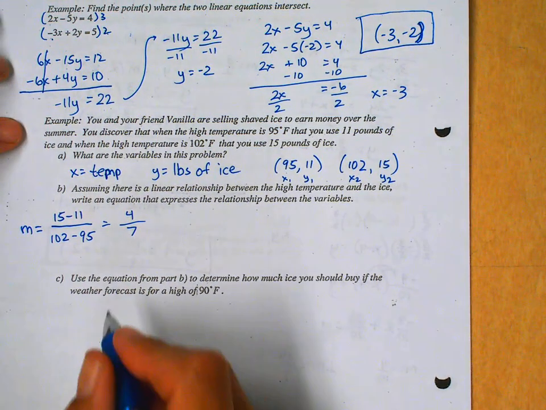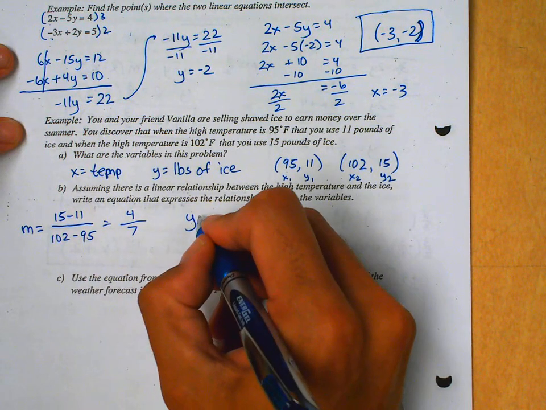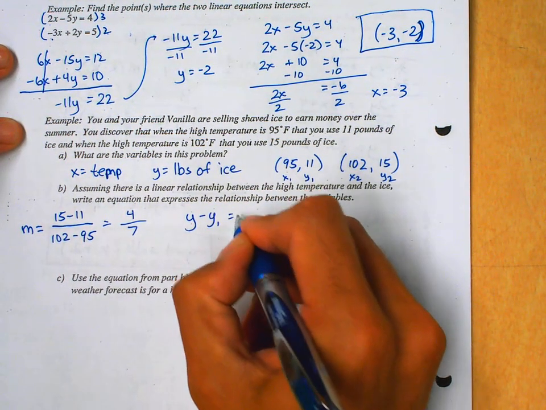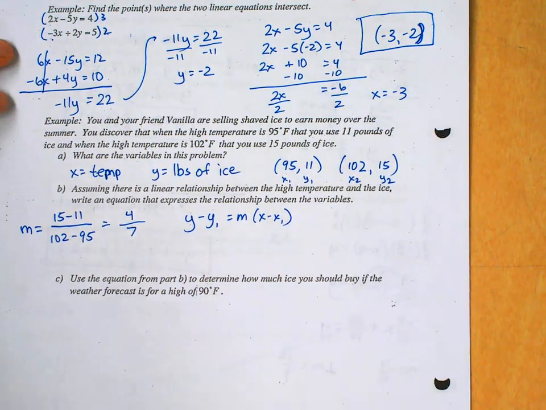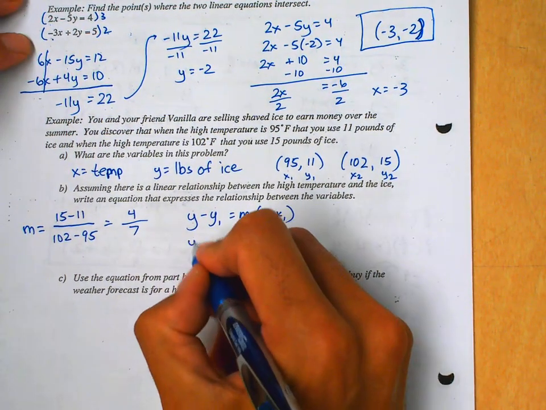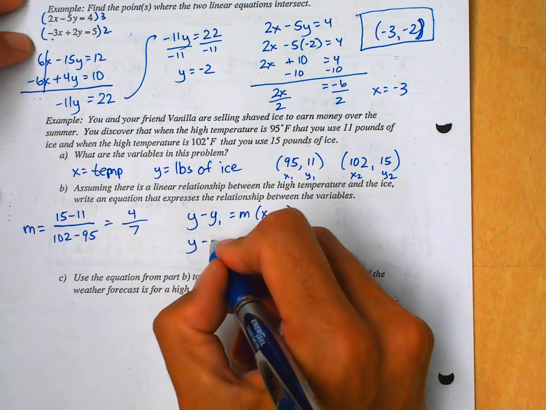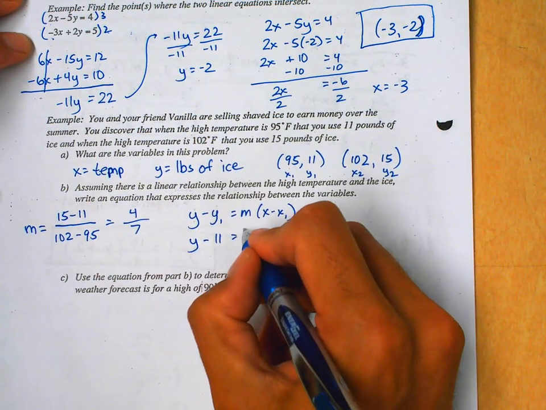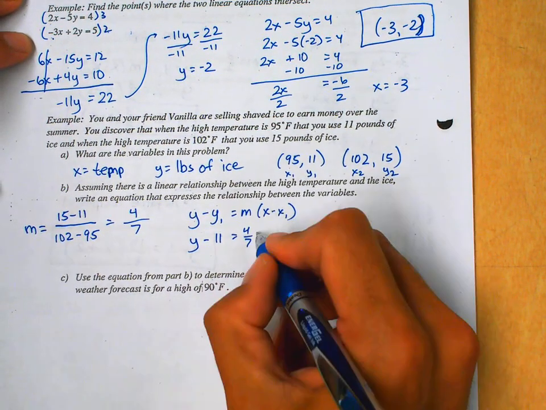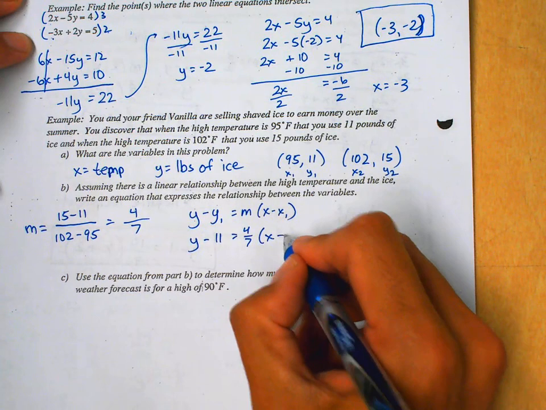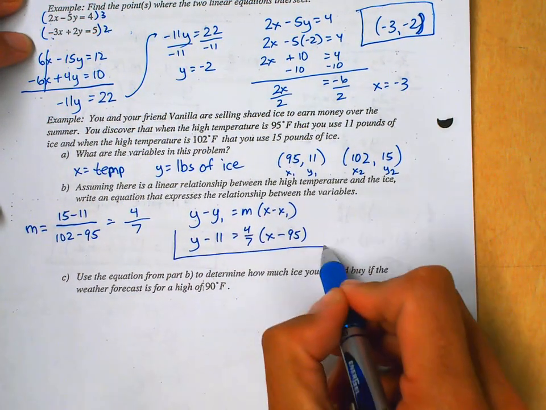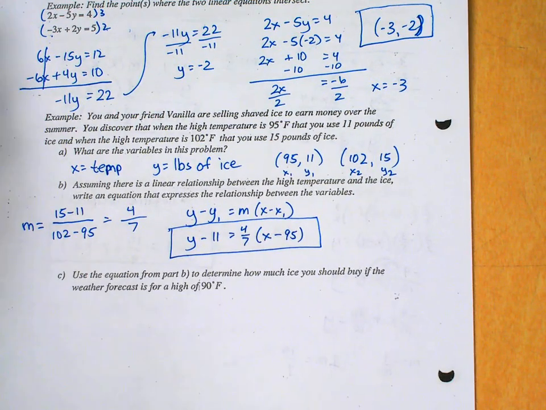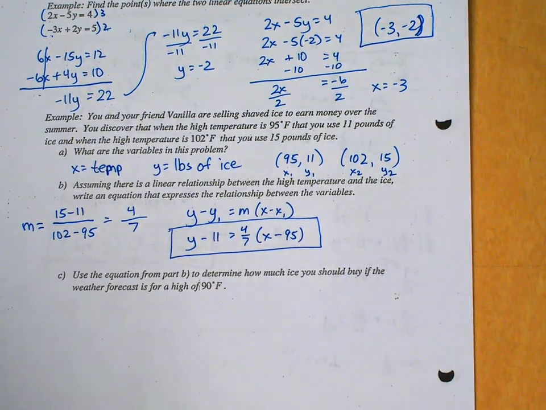And then we're going to plug it into point slope form, which if you remember was y minus y1 equals m times x minus x1. And so we just plug those in. Y minus 11 equals 4 over 7 times x minus 95. And so there it is, we wrote an equation that expresses that relationship between the variables.